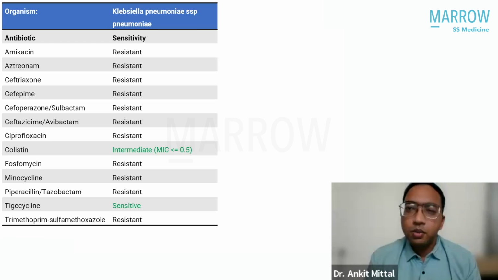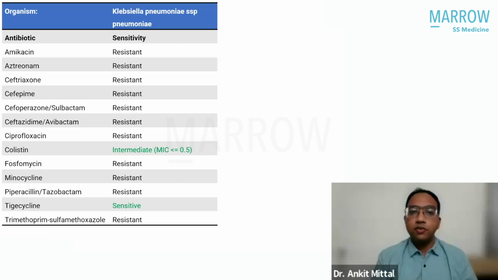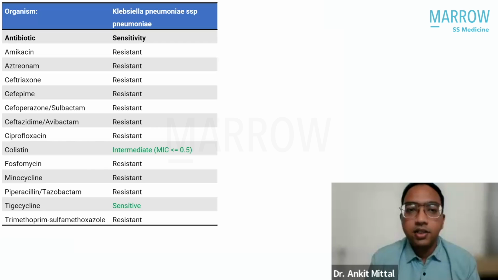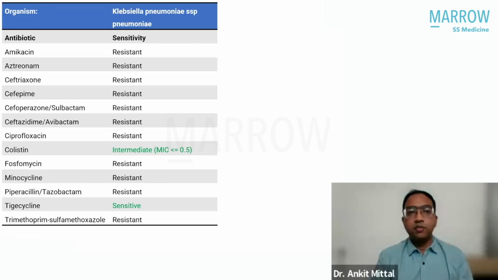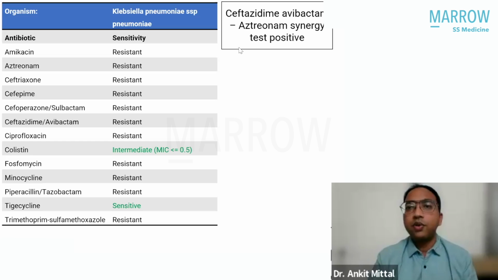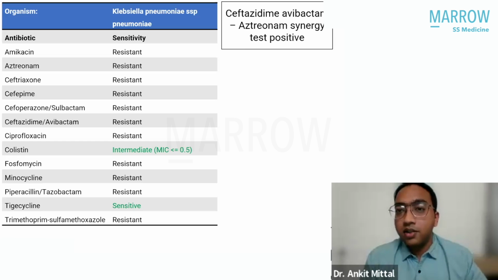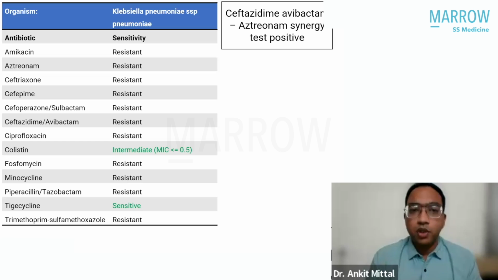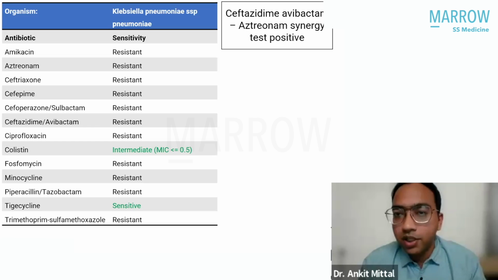Second, colistin or polymyxin B, in general, as per the most recent guidelines, polymyxins have fallen out of favor. So most guidelines or the most recent IDSA guidelines do not prefer polymyxin B as the first choice of treatment unless you are not left with anything else. So what we did is we did the synergy test for ceftazidime-avibactam and aztreonam, and it turned out to be positive. So what we are going to do in this patient is we are going to give this combination.